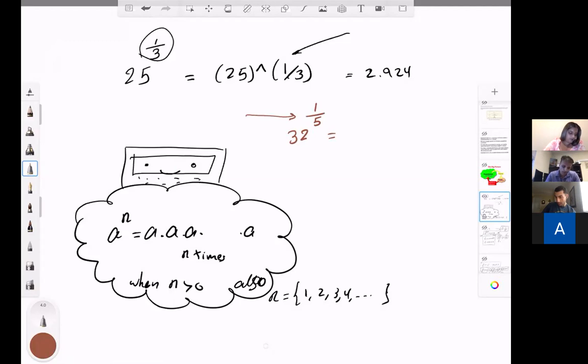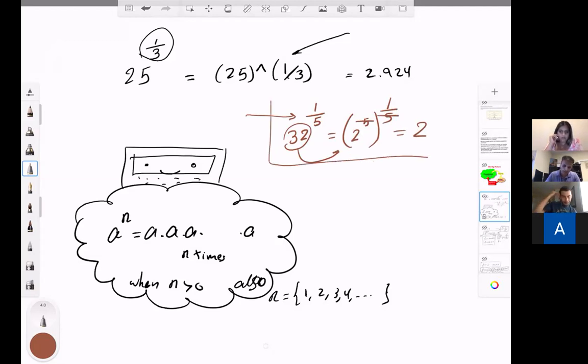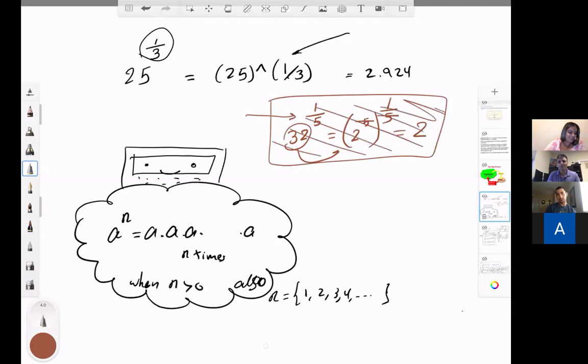But in algebra, we say 32 is 2 to the power of 5. Then 2 to the power of 5, to the power 1/5. The 5s cancel. The answer is 2. That's the exact answer. But don't worry about this. I'm assuming that you guys already know this. I don't want to question you guys. But for this course, I would like you to make sure you type it in the calculator correctly.